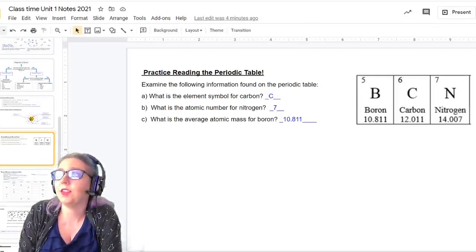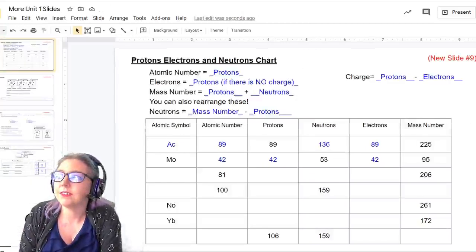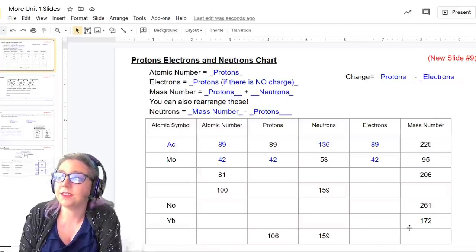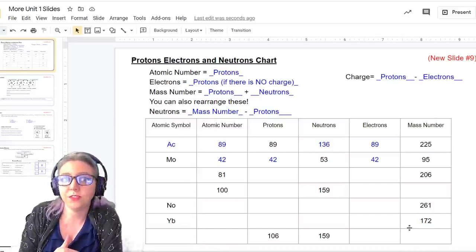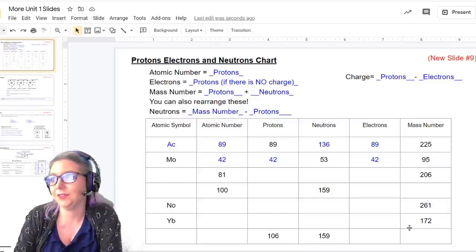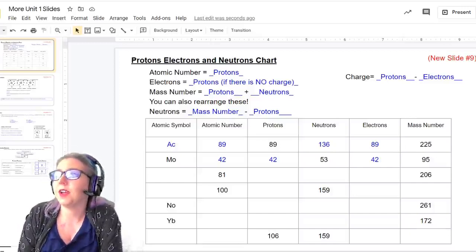Then we went to the more Unit 1 slides. So this is the new version of slide number 9. This is very similar to slide 9 on the old version of the class notes. This one just has a few more things that the old notes didn't have. So here I wrote down that my atomic number is equal to my protons.